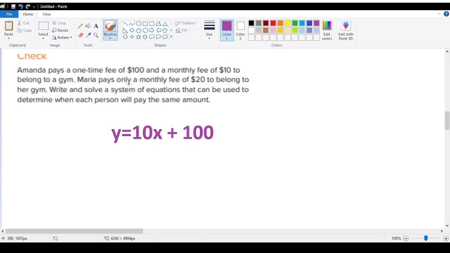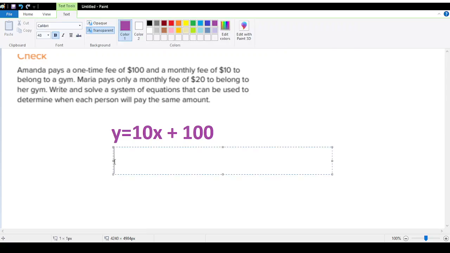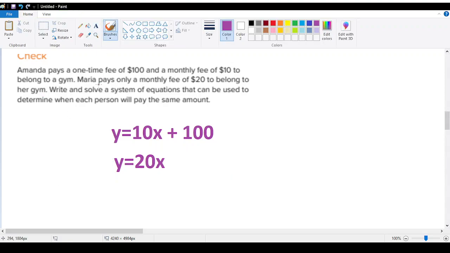Maria pays only a monthly fee of $20 to belong to a gym. So what's the equation for Maria? Y equals 20x. That's correct, because there's nothing to be paid as a first or one-time fee.